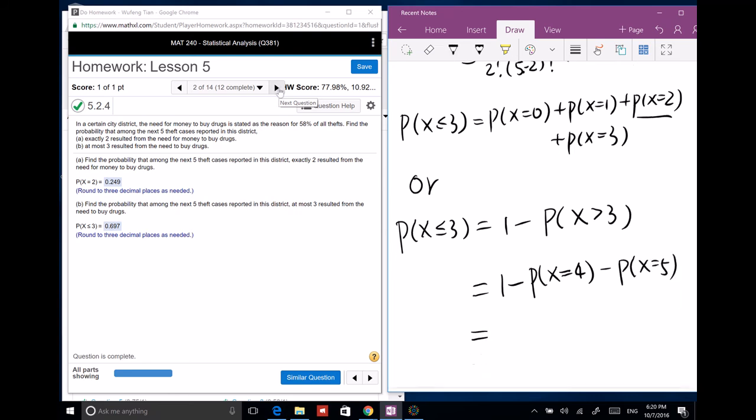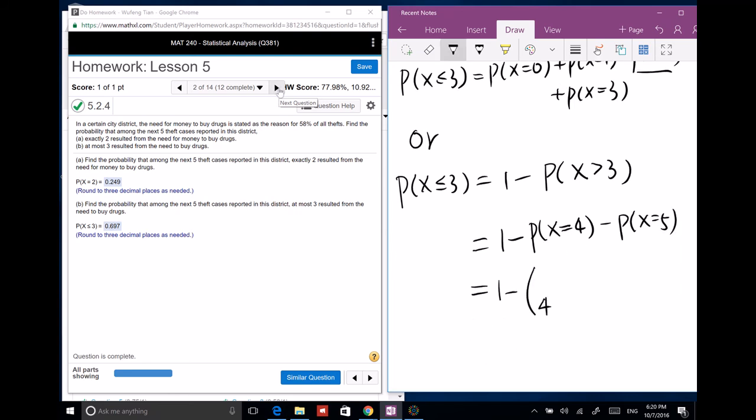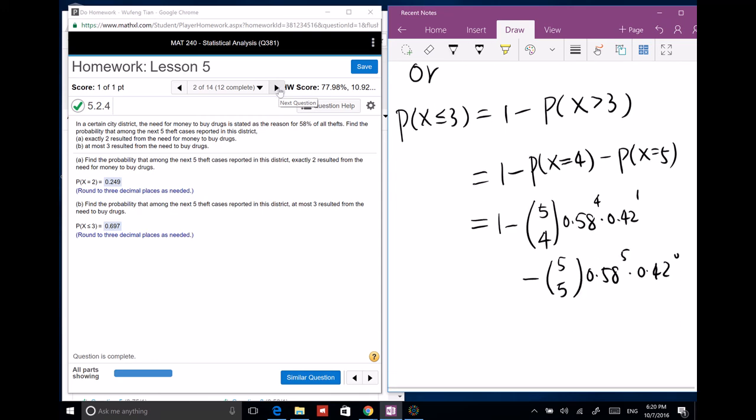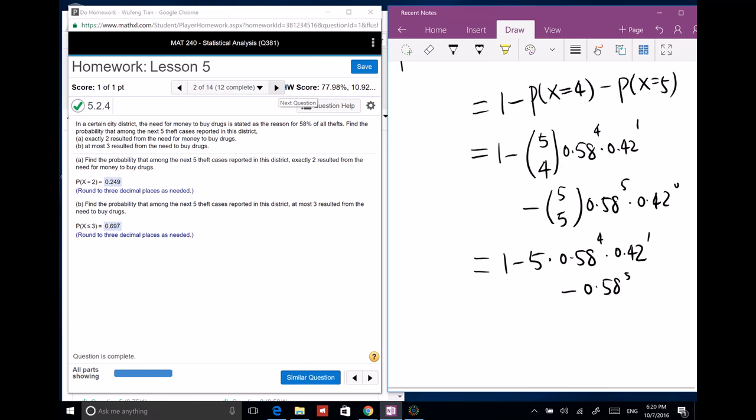What is P(X=4)? You select 4 from 5, okay? And then 0.58 raised to the 4th power times 0.42 to the 1st power, minus choose 5 with 0.58 to the power 5 times 0.42 to the power 0. So this one equals 1 minus 5 times 0.58 to the 4th times 0.42, minus 0.58 to the power 5. Okay. Then you use the calculator, and you find that it is 0.7697.